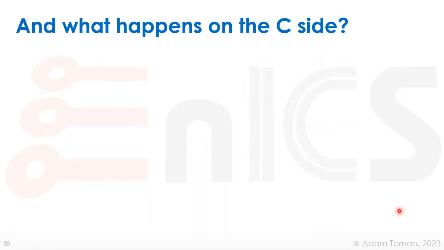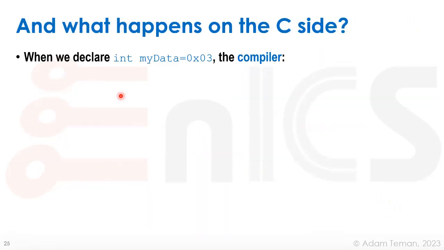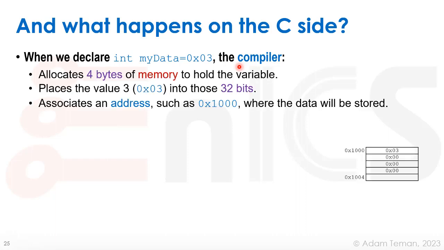So what happens on the C side? When we declare int my_data equals 0x3, what the compiler is going to do, well, int we saw is 4 bytes, so it's going to allocate 4 bytes of memory to hold the variable. What we did here is we allocated 4 bytes, which is going to be address 1000. This is byte number 1000, 1001, 1002, 1003. So it's going to allocate those 4 bytes. Then it's going to place the value 3, which is 0003 in hexa, into those 32 bits. And remember, we're here with the little endian, so it's going to store it into those 4 bytes.